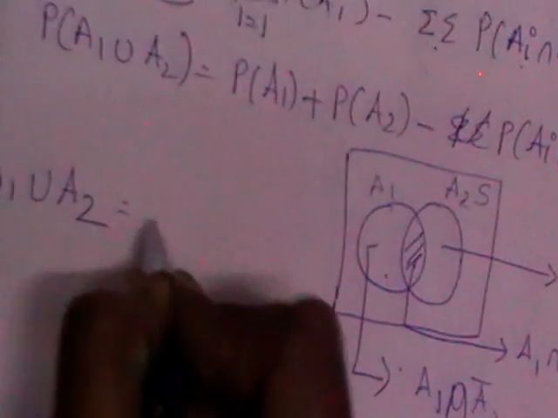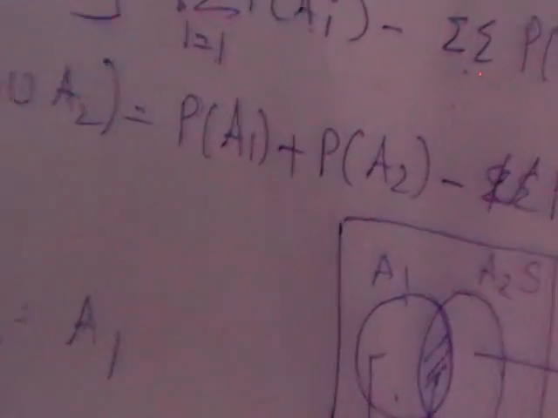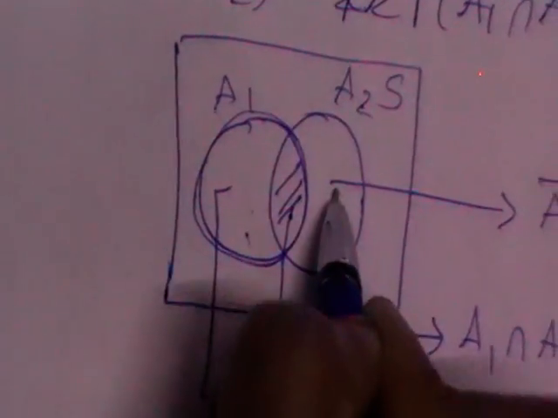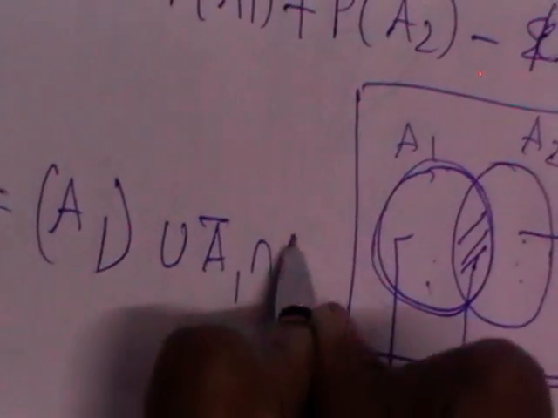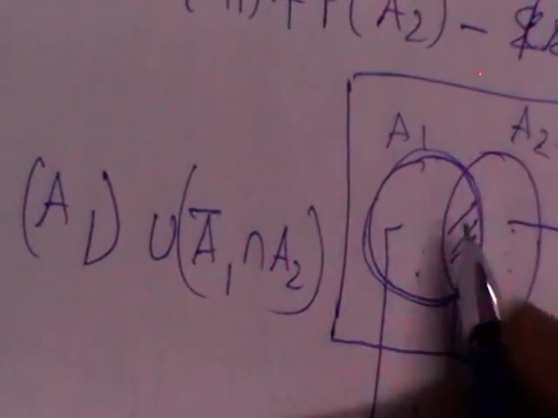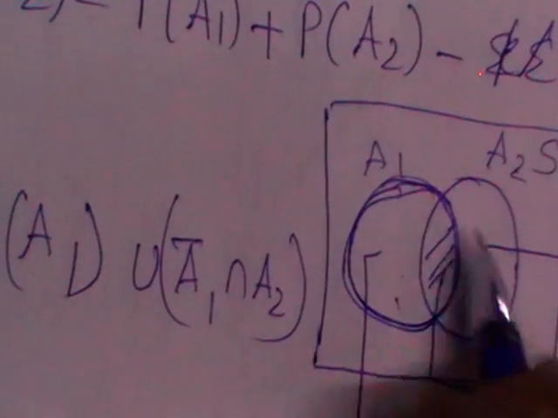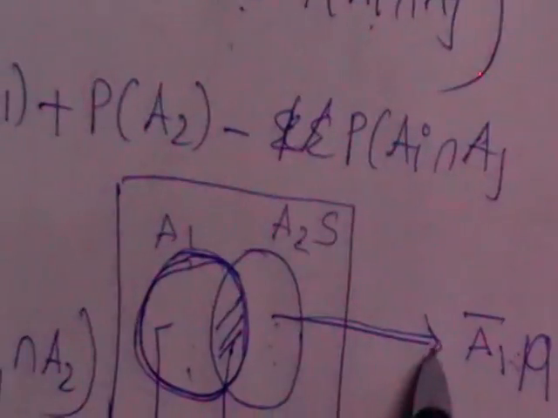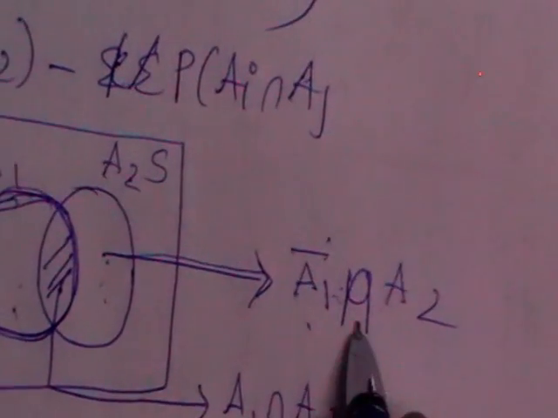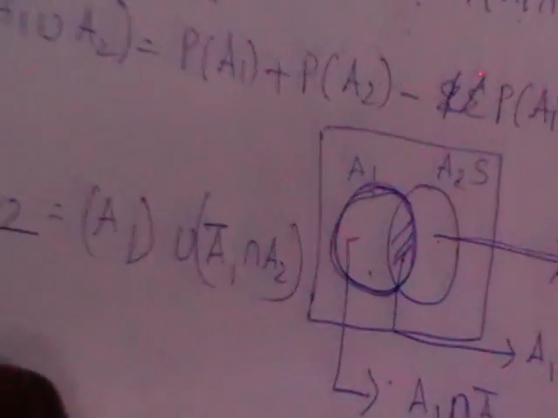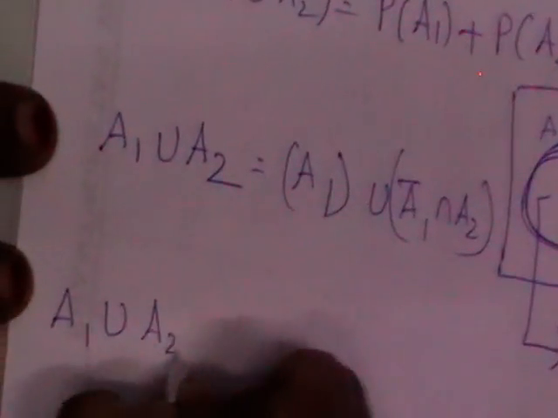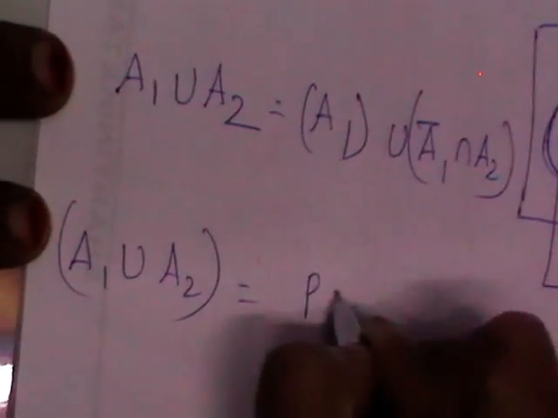So can I write this as A1? This circle, I can write this circle and this part, A1 union A1 intersection A2. I can write A1 union A2 as this first circle and this part. What does this part stand for? A1 bar intersection A2.